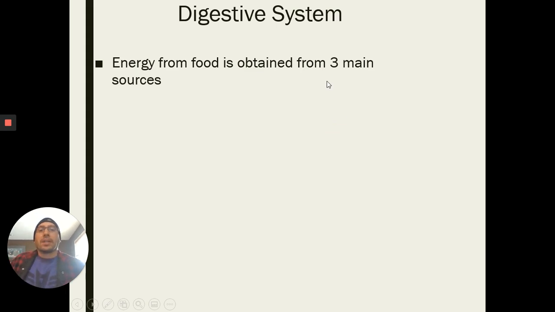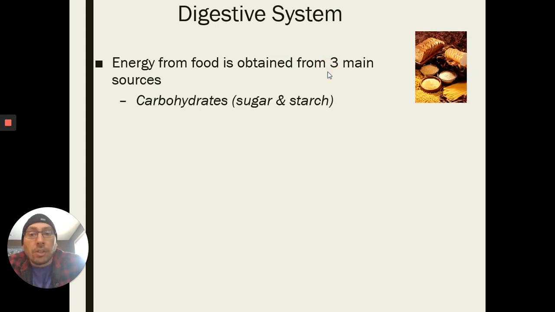Okay, but digestive system is actually where we get our energy. Okay, the energy that helps sustain us. We get our energy from food, and we get it in 3 main sources. And I'm sure you've heard these things before. So here they are. First is carbs, carbohydrates, sugars, and starches. Lots of diets say limit the carbs, regulate your carbs. It's one of the big ways where we get our energy.